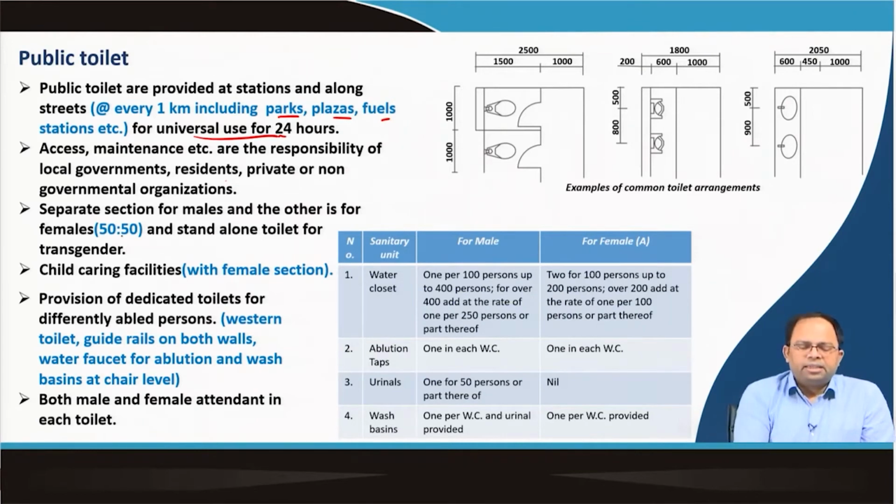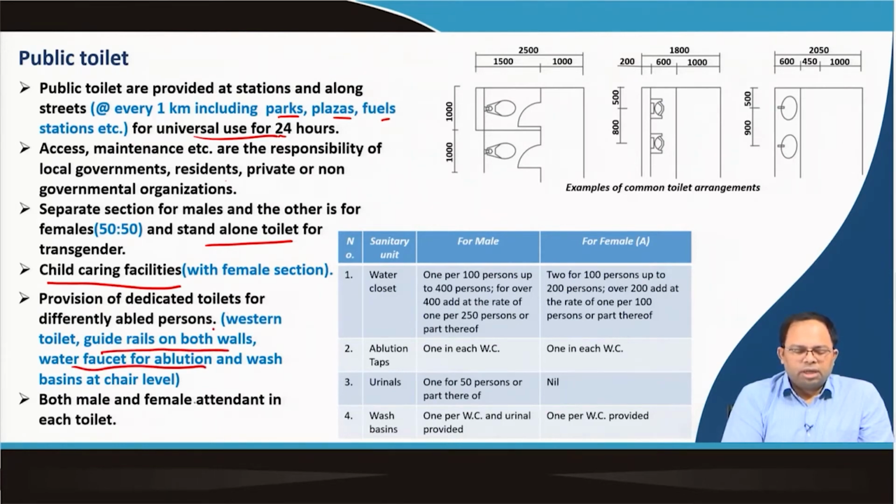Usually we find there is a separate section for males and females, and standalone toilets for transgender persons, and also toilets for differently abled persons. In the female section we allow child caring facilities as well, where a child's diapers could be changed and so on. There is provision of dedicated toilets for differently abled persons, with a western toilet, guide rails on both walls, a water faucet for ablution and a wash basin at chair level. All this is provided, and both male and female attendants are present in each toilet, and there has to be a charge sometimes for the maintenance of these toilets.